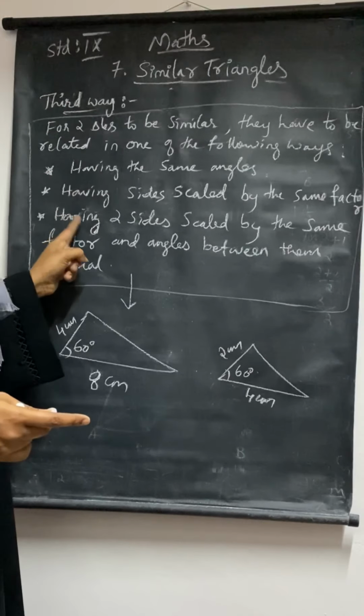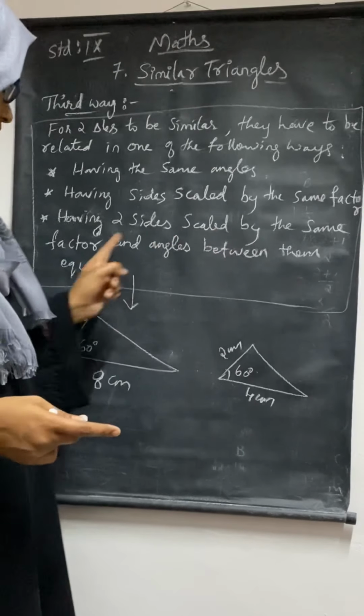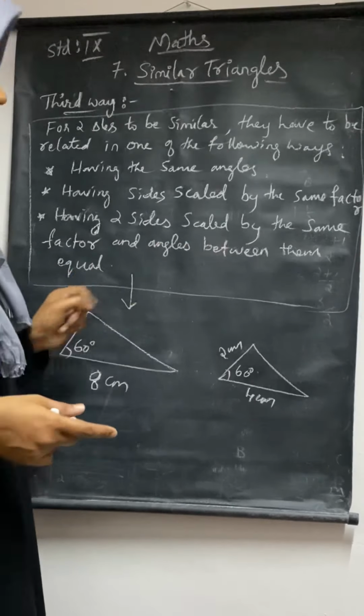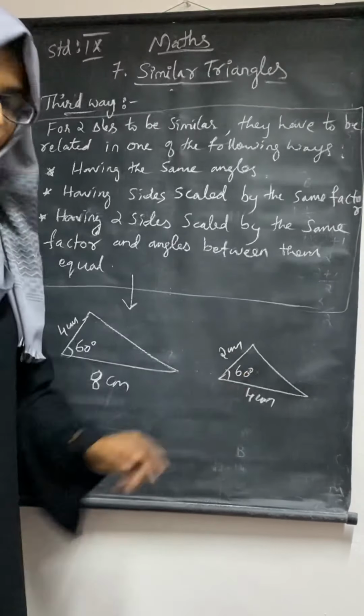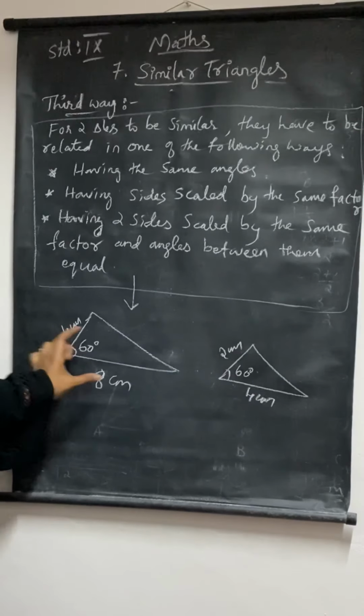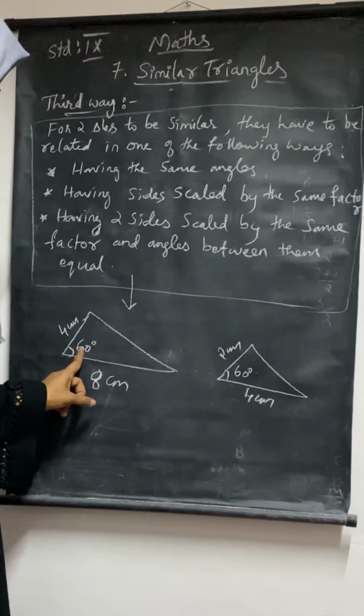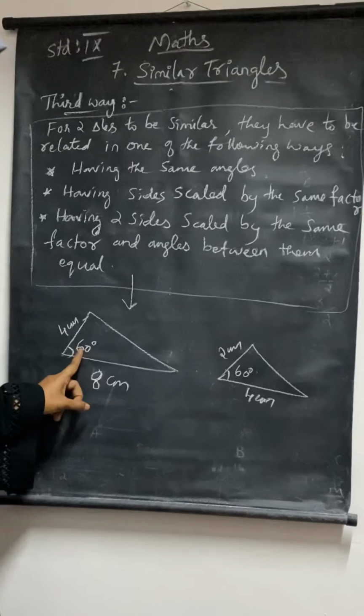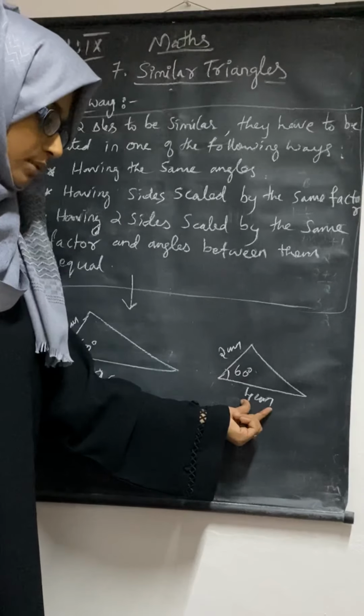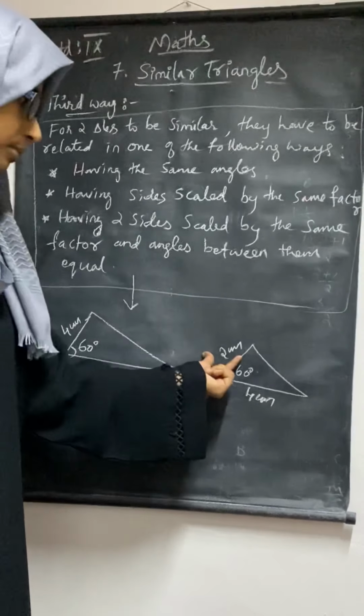Third way is here. Having two sides scaled by same factor and angle between them equal, which means two sides will be giving larger and smaller triangle. Like the example, larger and smaller triangle you have. Two sides are scaled by same factor and angle between them equal. Angle between them will be equal. Here 60 degree, 60 degree. Now we'll see this side 4 centimeter became 8 and 2 centimeter became 4.